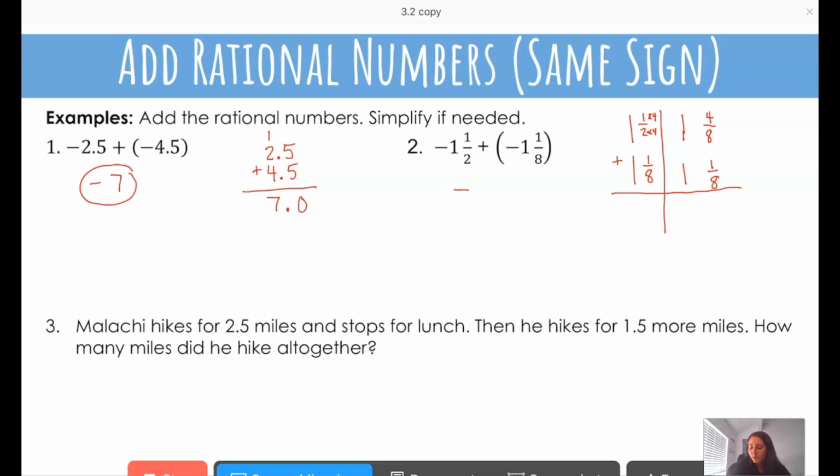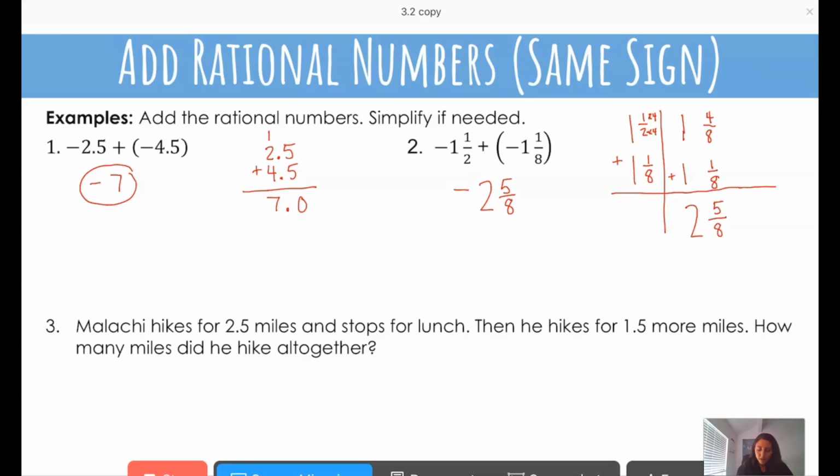So all I did was rewrite my fractions so that they had a common denominator. And now I'm going to add. So 4/8 plus 1/8, I'm going to add the numerators. 4 plus 1 is 5. And keep the denominator. And then 1 plus 1 is 2. So my final answer is negative 2 and 5/8. They were both negative, so my answer is negative, and I just added my mixed numbers.